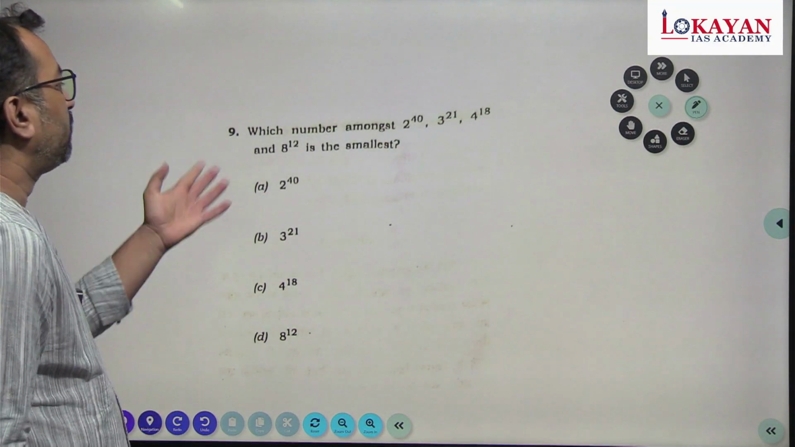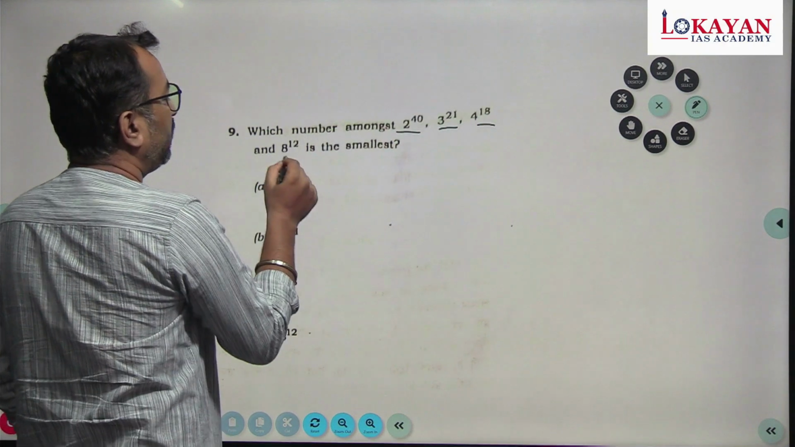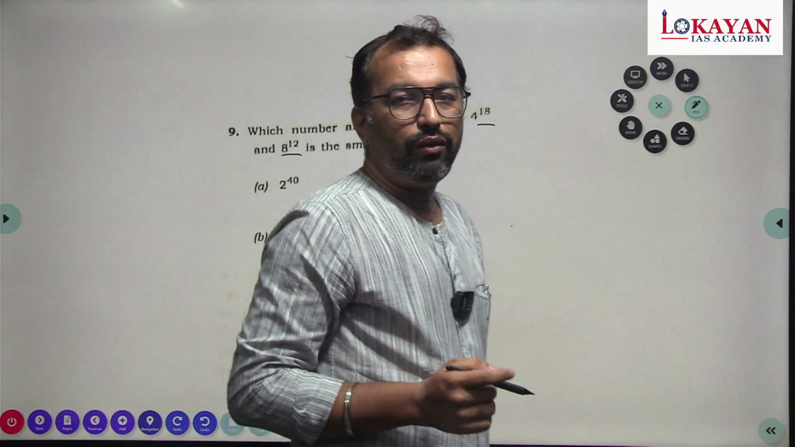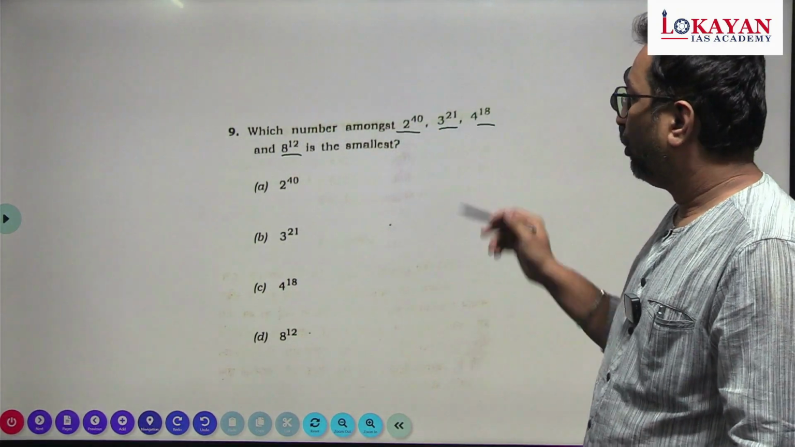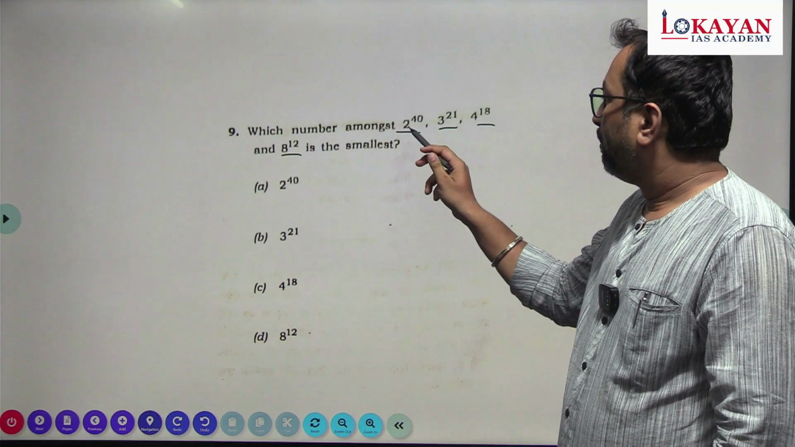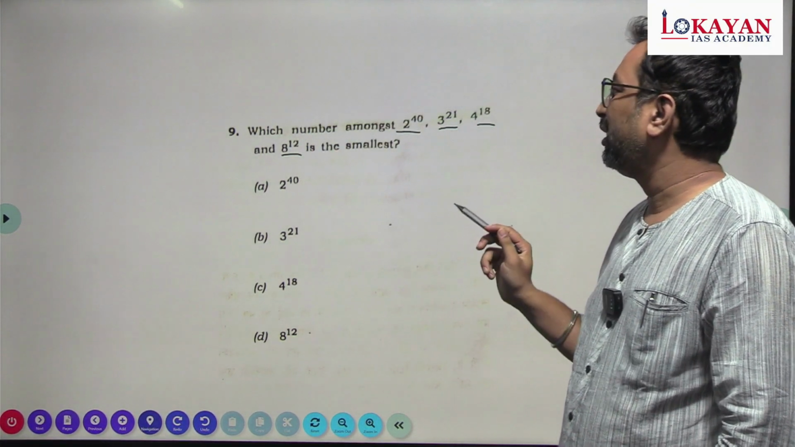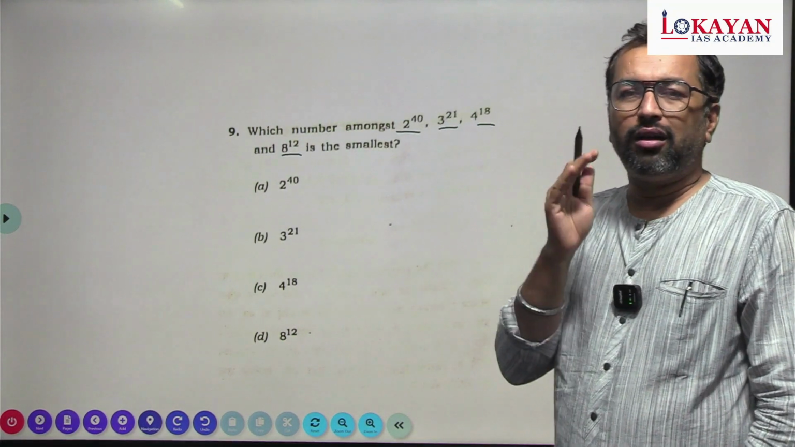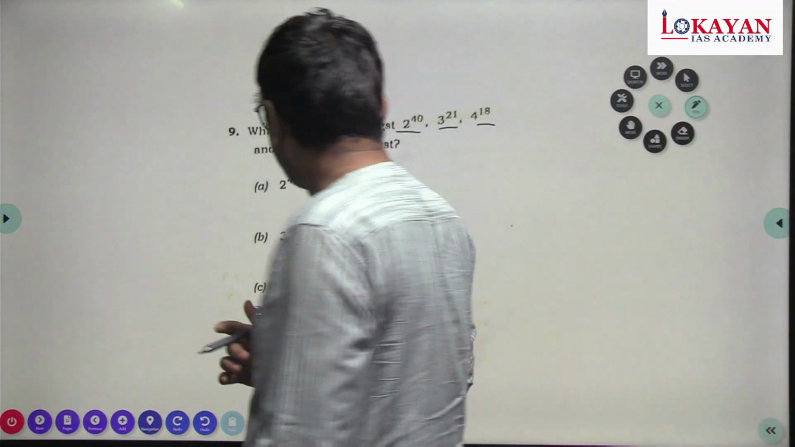So which number amongst 2 to the power 40, 3 to the power 21, 4 to the power 18 and 8 to the power 12 is the smallest? Which of these numbers is the smallest? Now look at all these numbers. Bases are different, 2, 3, 4, 8. Indices are different, 40, 21, 18, 12. So is it a bit difficult to decide which number is the greatest and which is the smallest?